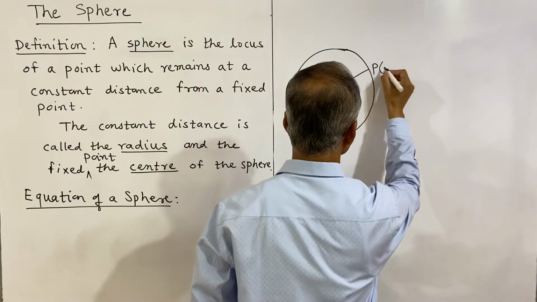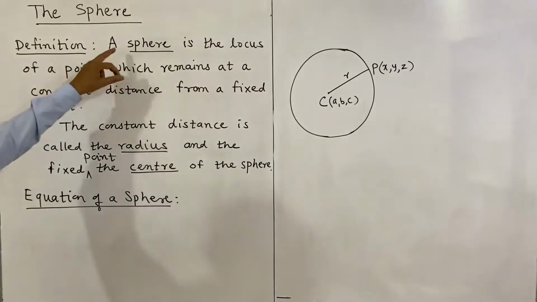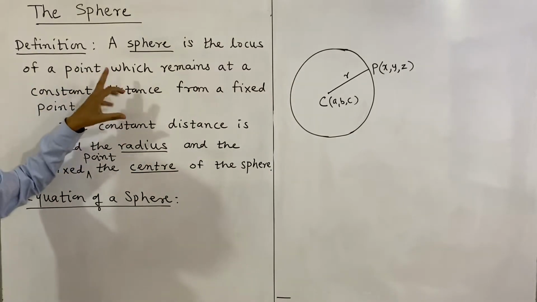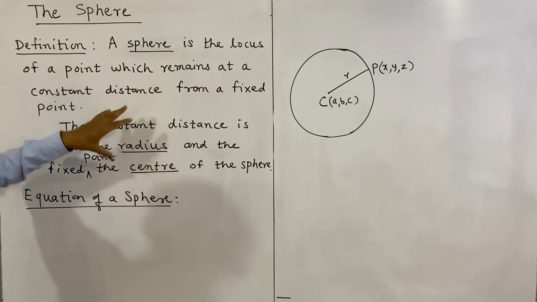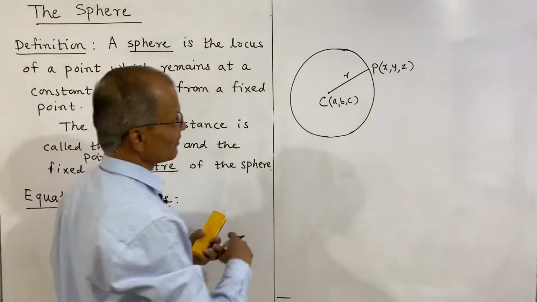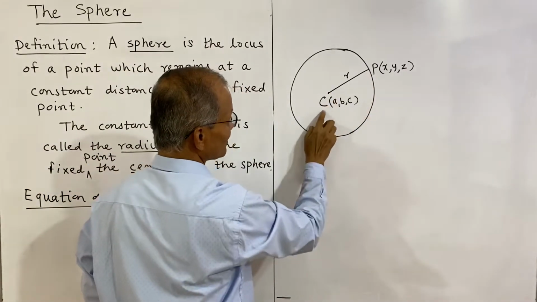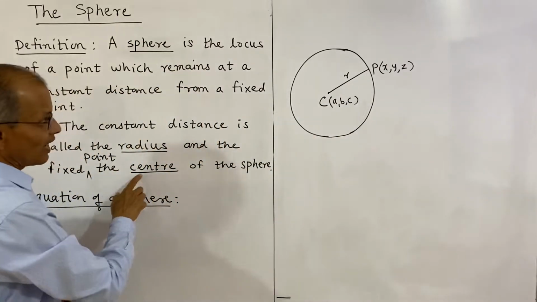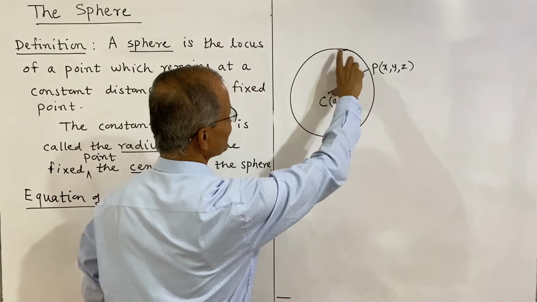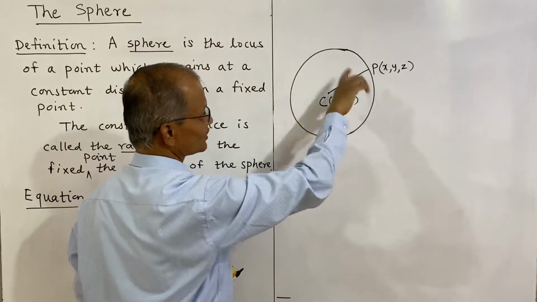We shall consider a point P(x, y, z) on the sphere. Now again see the definition. A sphere is a locus, and locus means a set of points which satisfies a certain geometrical condition, which remains at a fixed distance. That means the set of points which remain at a fixed distance from the fixed point, the center, and the fixed distance is the radius. So all those points which remain at a fixed distance from the center form a sphere.